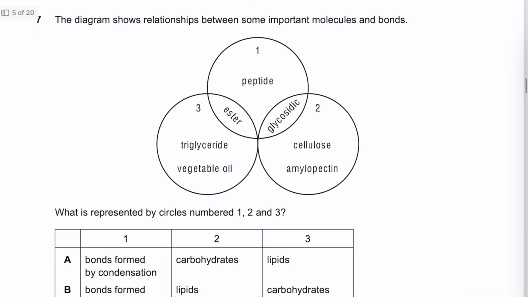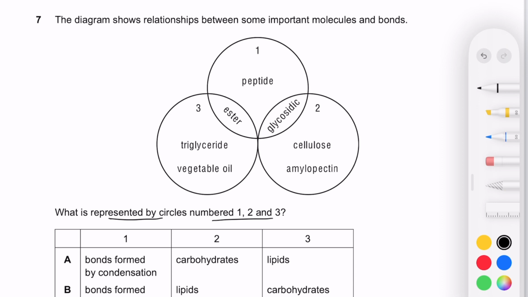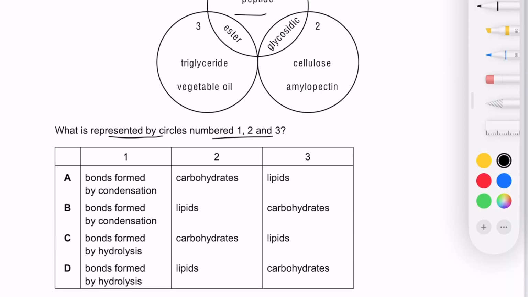Now the diagram shows the relationships between some important molecules and bonds, which are represented by circles numbered 1, 2, and 3. So let's see. 1 is peptide bonds formed by condensation reaction. That is true. They're never formed by hydrolysis. Hydrolysis is a breaking down of bonds and not the formation of bonds. It's a breaking down of a covalent bond using water. So peptide bond, yes, it is formed by condensation. 2 is carbohydrates, yes. And 3 is lipids, which is correct because vegetable oil, triglycerides, these are all lipids. Okay, so we can answer.